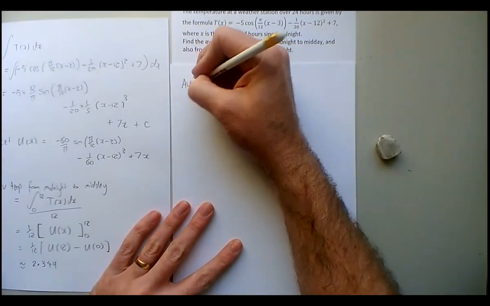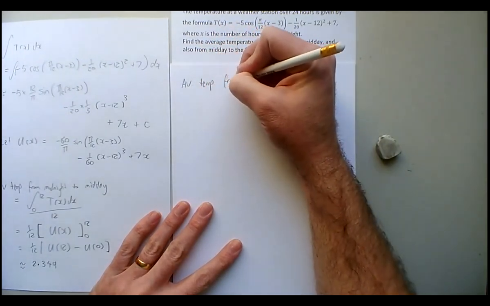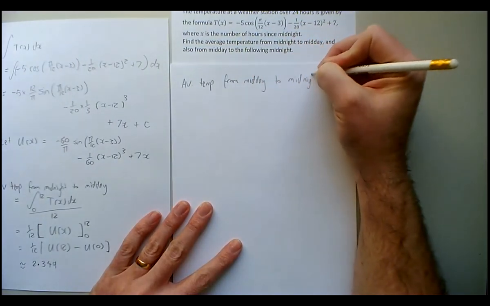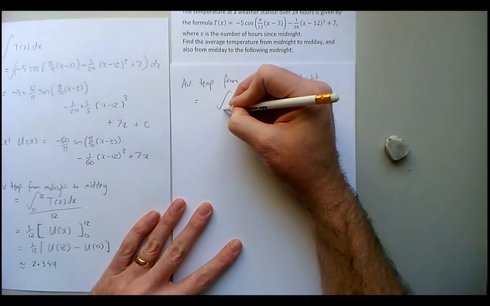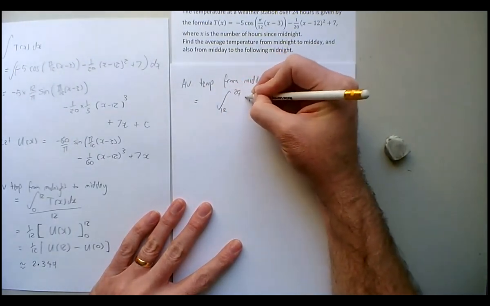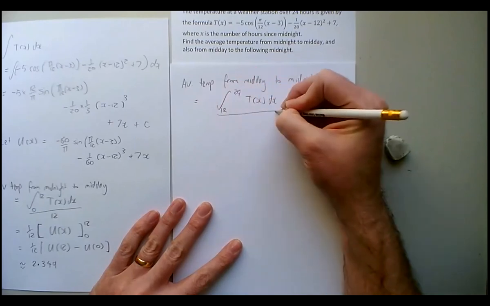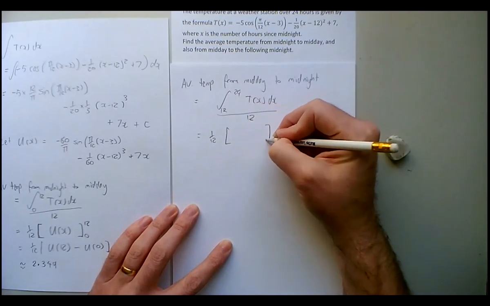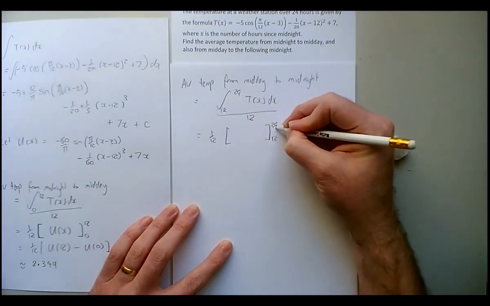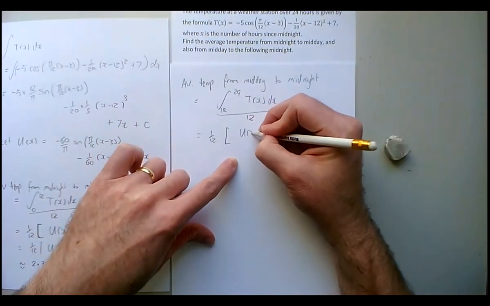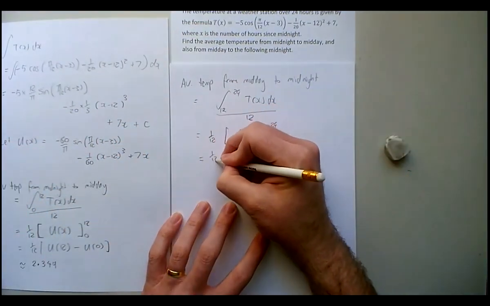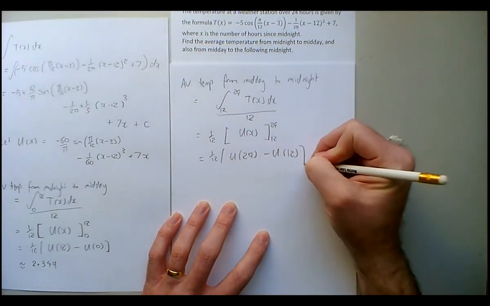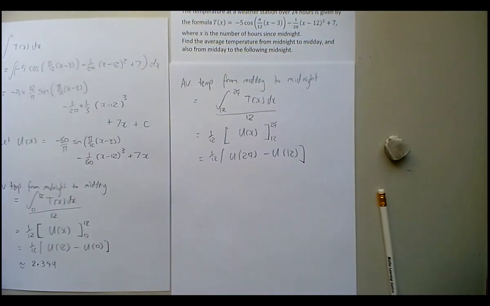And then the average temperature from midday to the next midnight would be the integral from 12 to 24 of the temperature divided by the width, which is still 12. So that would be a 12th of the integral from 12 to 24. So I need to use an antiderivative, which we figured out is called u. So that would be a 12th of u24 minus u12. And I'll just ask my machine what that is too.